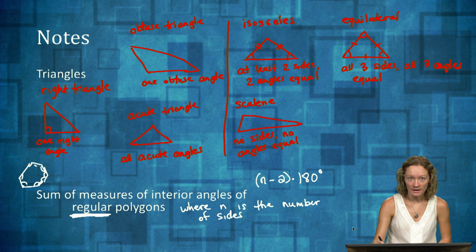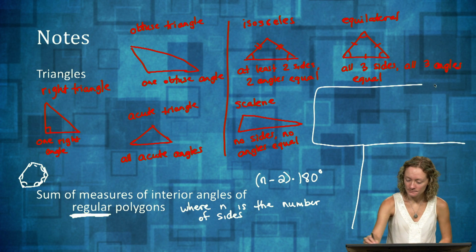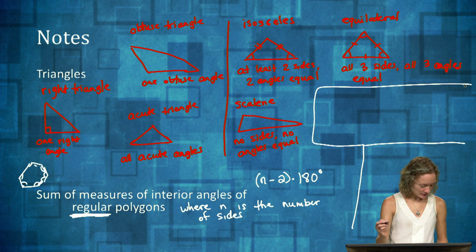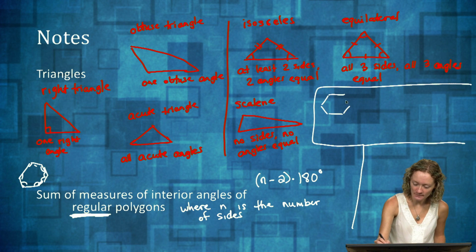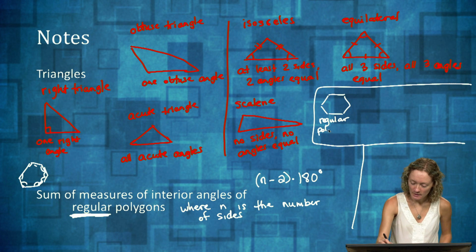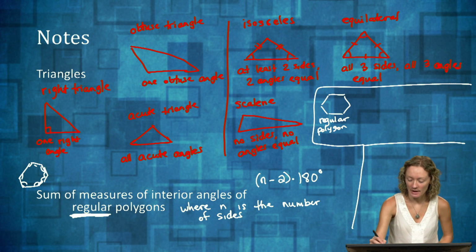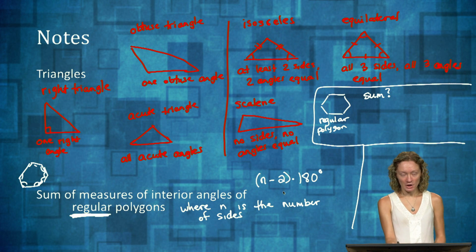So let's go ahead and do them up top here. The first one would be, let's say we have this picture. I'm going to try to draw it so that they're all the same. My intention is that this is a regular polygon. You'll be told, regular polygon. You could be asked the sum of the measures of the interior angles. If that's the case, plug into the formula.